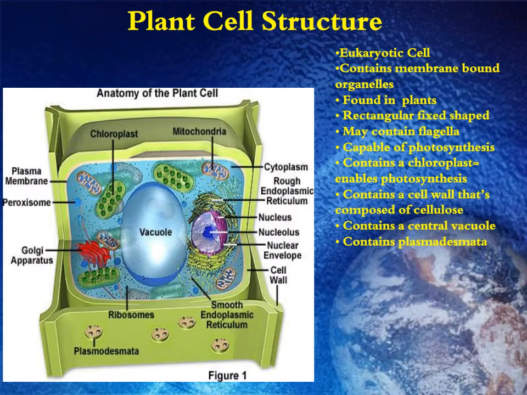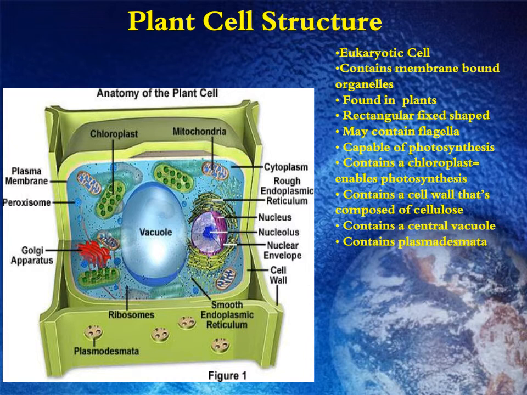Okay, let's focus our attention now on the plant cell structure. You'll notice that the plant cell is also a eukaryotic cell, which means it has membrane-bound organelles. Plant cells are found in plants, which shouldn't be a surprise. Animal cells, animals, plant cells, plants. Plant cells may also contain flagella. Plant cells are capable of photosynthesis, which means they have chloroplasts. And chloroplasts also contain chlorophyll, which is why you see green.